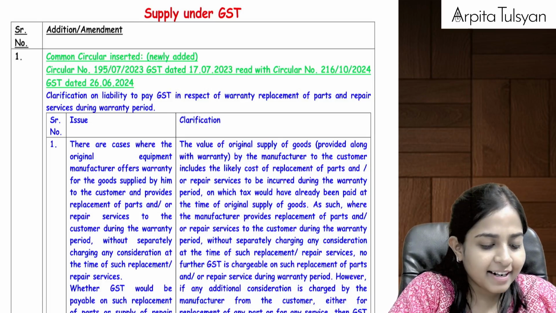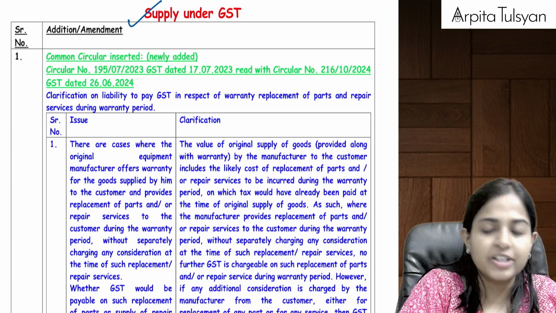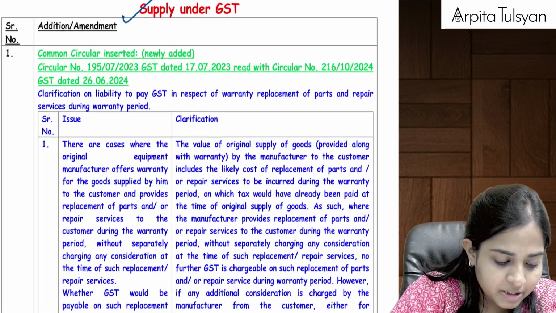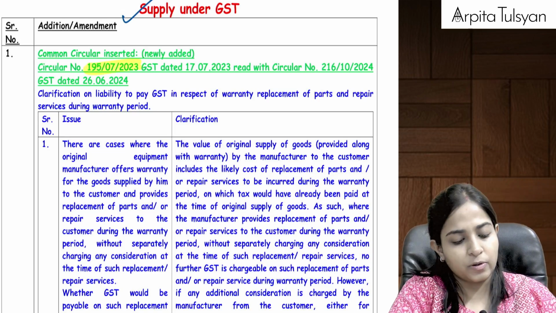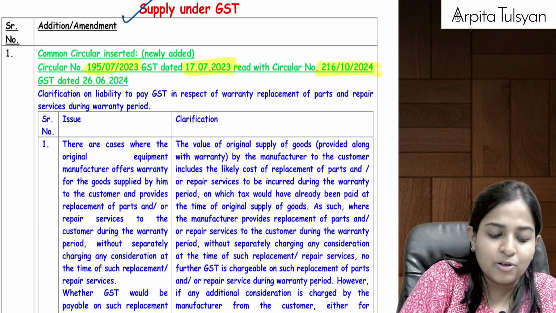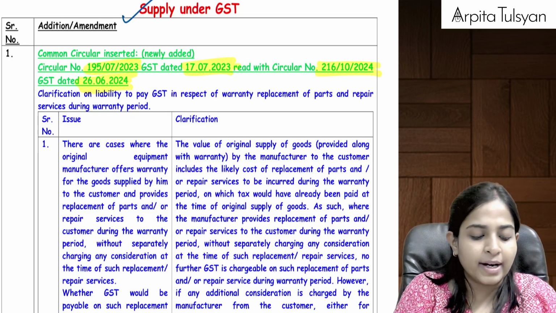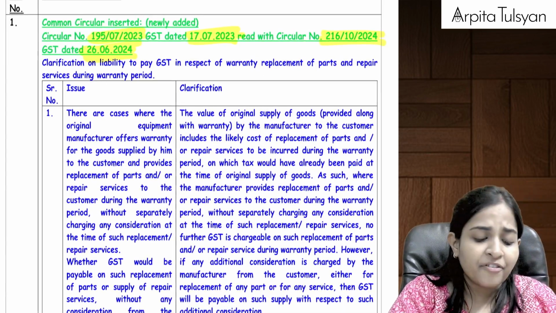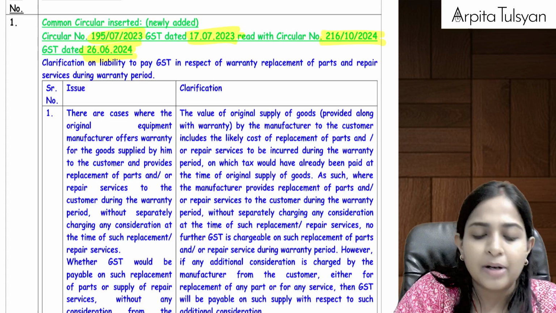So let's start with the amendment that we have to do for the supply under GST chapter. Very simple. One circular first. Let's take up this circular which is newly added. This is circular number 195/07/2023 dated 17 July 2023, read with this new circular, that is 216/10/2024 GST dated 26 June 2024. It is a very simple circular, a very general circular, not specifically applicable to a particular section, but overall in general applicable to the supply chapter.